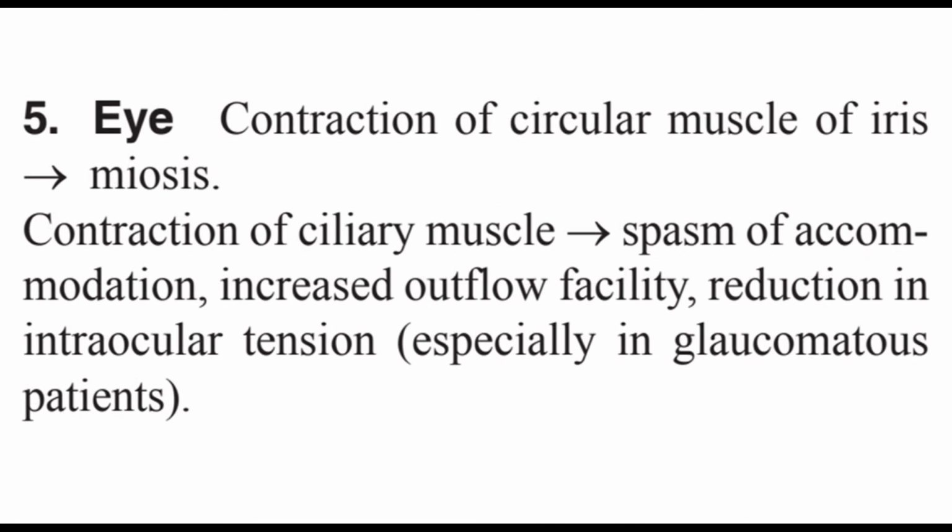Muscarinic action on the eye. Contraction of the circular muscle of the iris leads to miosis. Contraction of the ciliary muscle leads to spasm of accommodation, increased outflow facility, and reduction in intraocular tension, especially in glaucomatous patients.